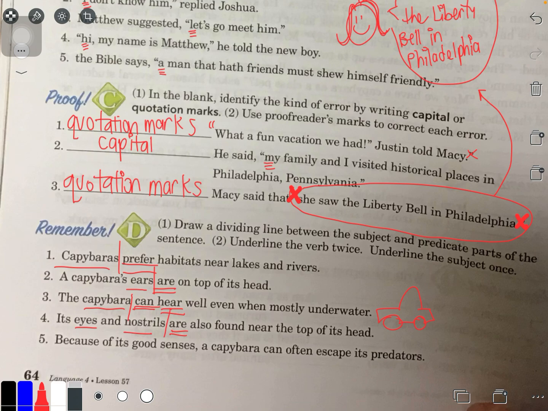Because of its good senses, a capybara can often escape its predators. What is it doing? What's happening? What can a capybara do? Well, it can escape. Ooh, this is an oh no, my friend. Often is not something you do. It's more of an adverb because it explains how often you do something. What can escape its predators? What's the subject? The capybara.